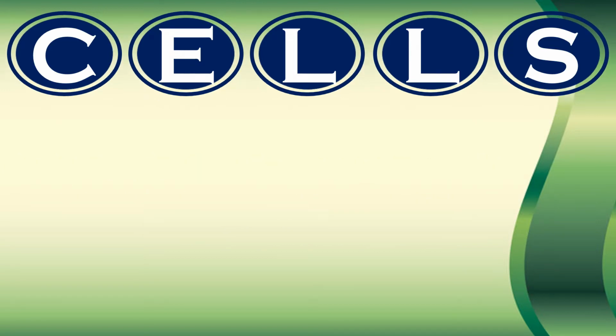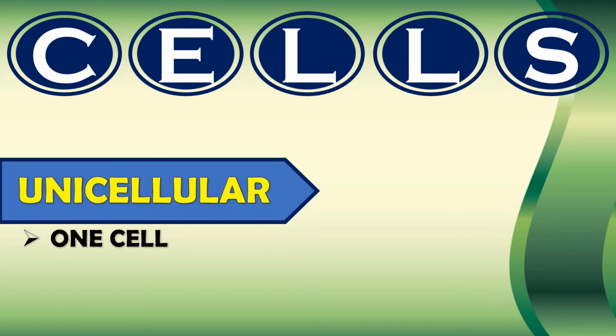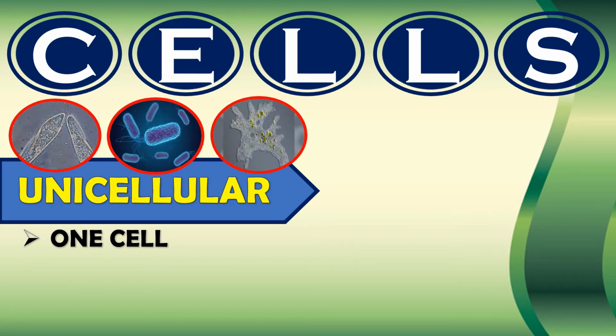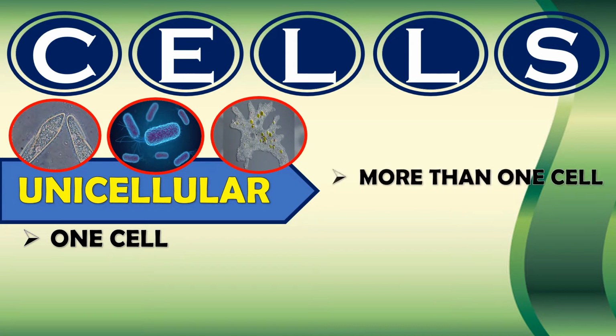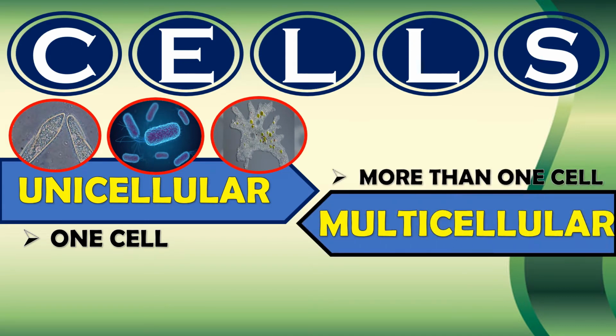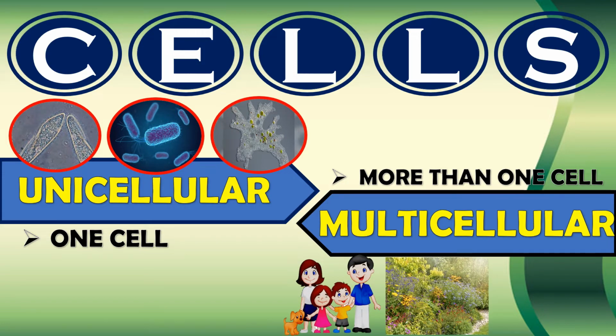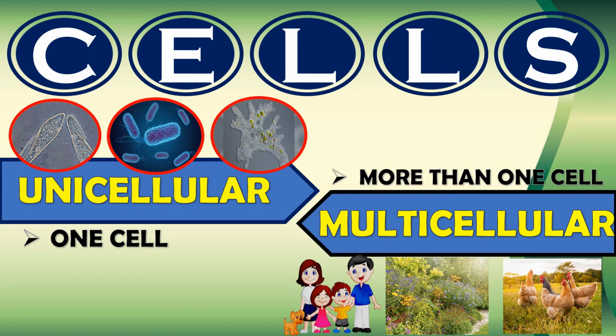If a living thing is made up of one cell, they are called unicellular. Examples of unicellular organisms are paramecium, bacteria, and amoeba. On the other hand, if they are made up of more than one cell, they are called multicellular. Examples are humans, plants, and animals.